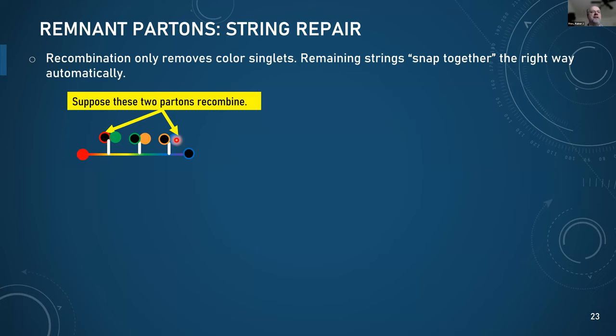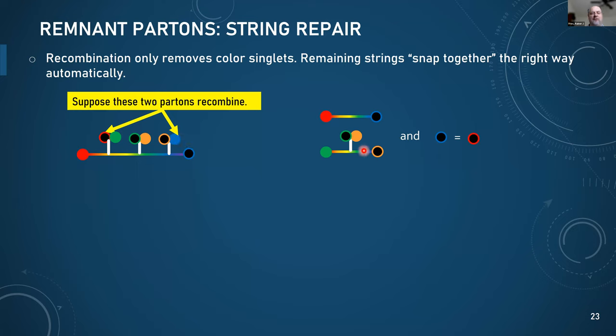It could be purely statistical, or if you already know two color tags are the same, then that color factor would be one, so it does not knock down the probability any further. So suppose these two partons recombine. If you think through how this works with color tags, and I apologize, I don't have time to explain in detail, you would get two remnant strings. This antiquark and this quark are gone.